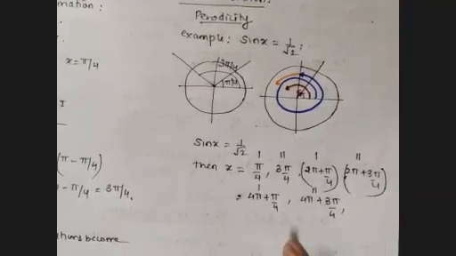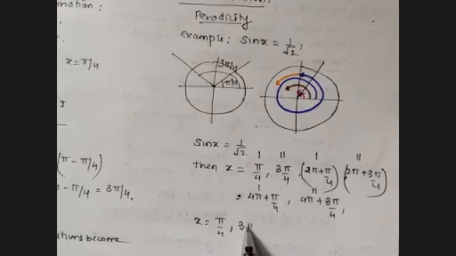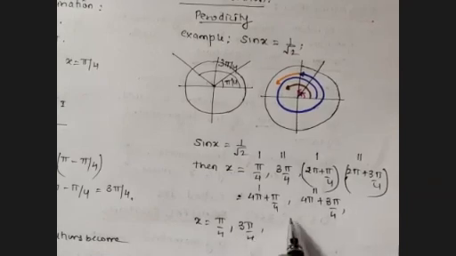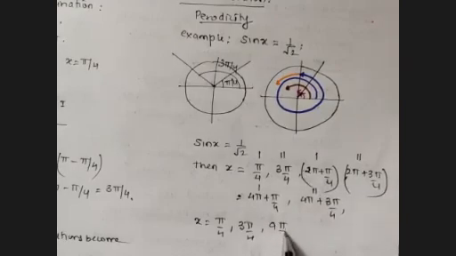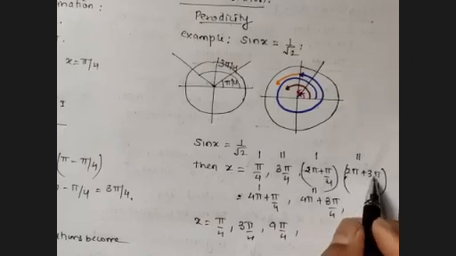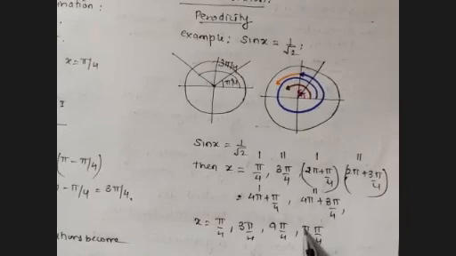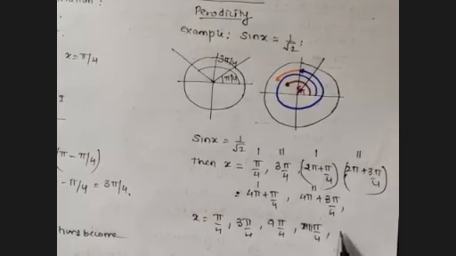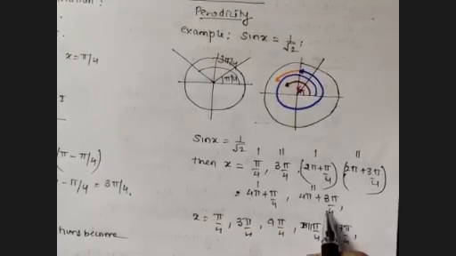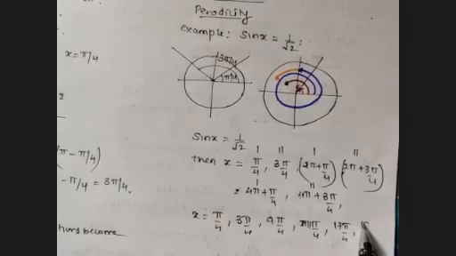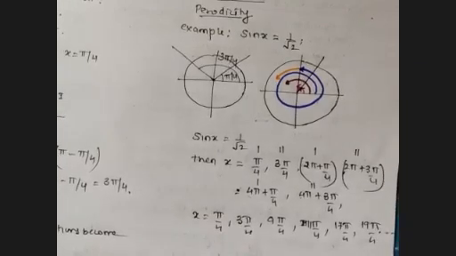So we have a sequence for x values: pi by 4, 3 pi by 4, then 8 pi plus pi, which becomes 9 pi by 4, again 8 pi plus 3 pi, which becomes 11 pi by 4. Then what we will have? 16 pi plus pi, 17 pi by 4, 16 pi plus 3 pi, 19 pi by 4, and so on. So we have n number of series.